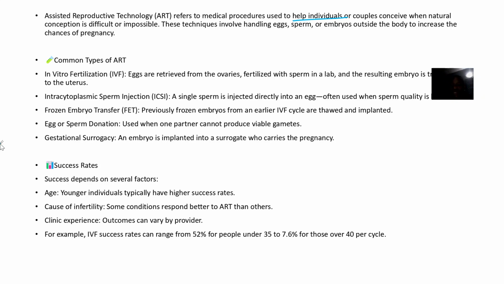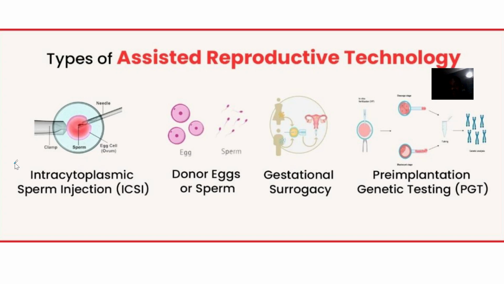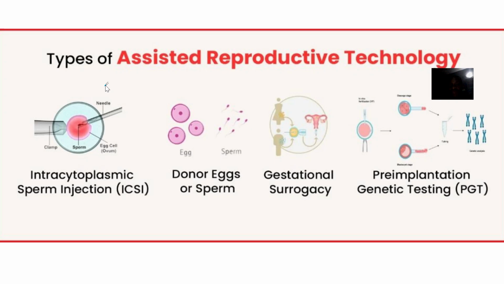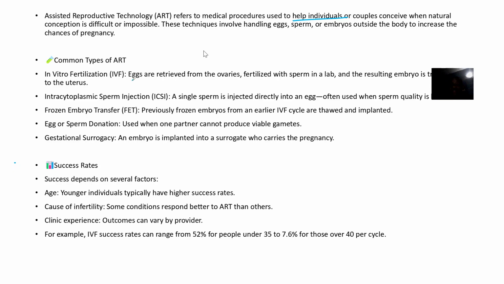Okay, so what are the common types, which is the most important part of this lecture? You can have in vitro fertilization, where you take the egg from a woman. In vitro, so the eggs are retrieved from a woman, right? So you take them out, you fertilize them outside, before you transfer the fertilized egg into the uterus.